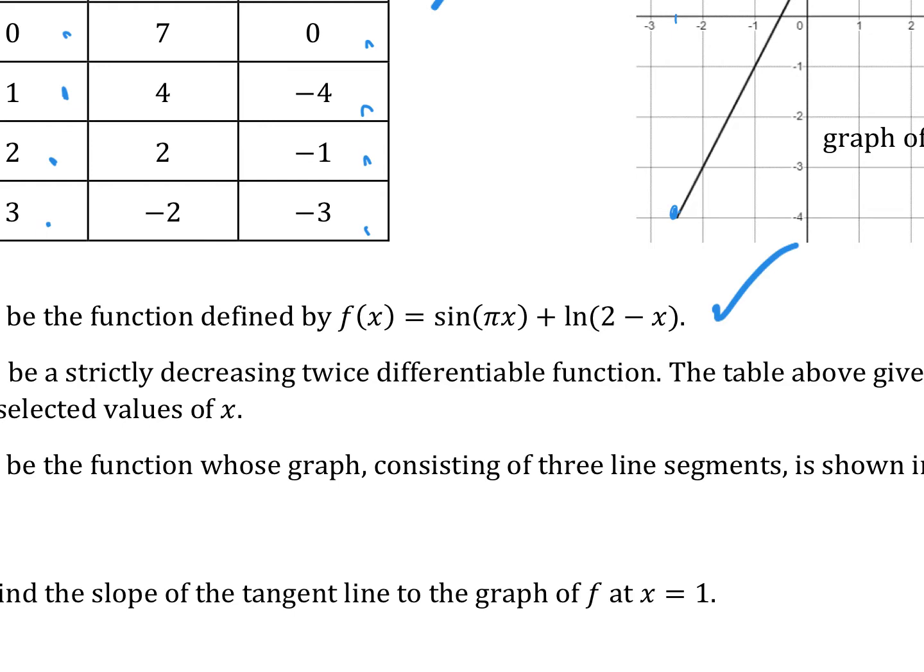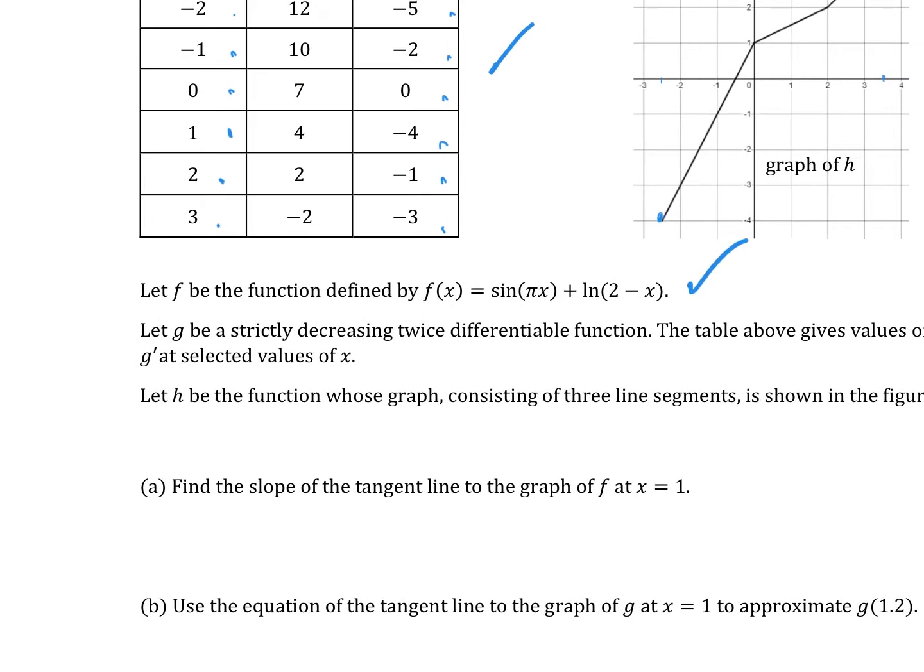So to get a passing grade, you've got to know a little bit of everything. He does say, let g be a strictly decreasing twice differentiable function. So we know whatever function this was, you could take the derivative at least twice. Maybe not 3 times, because once you hit 0, you're done. There's no sense of taking a derivative of 0.